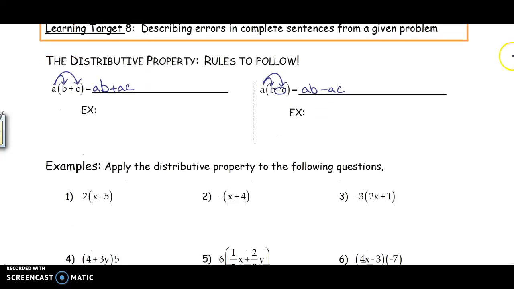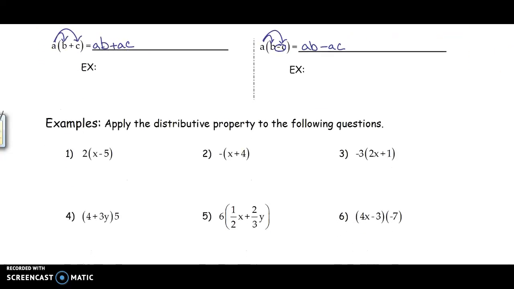What we're going to do is just move down and start looking at the examples that are already down there for us. It says apply the distributive property to the following questions. All right, 2 times x minus 5. So first off, just go in order of the parentheses. So it's 2 times x. 2 times x is just 2x. Okay, 2 times negative 5. Always pay attention to that negative symbol before. So 2 times negative 5 would be negative 10. So 2x minus 10 is the answer.